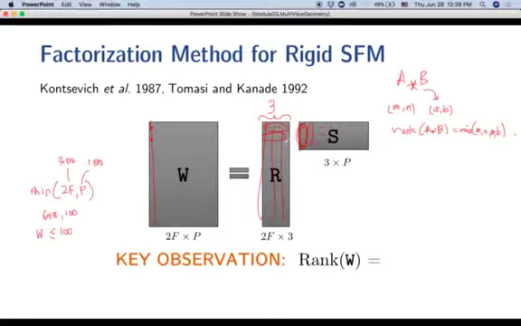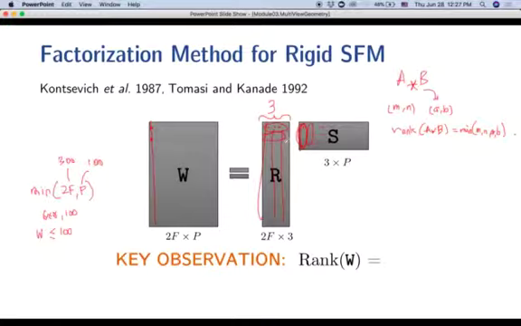So the columns of W are all not independent. They are all created from a linear combination of 3 columns. In fact, what exactly is the linear combination? That's the column of S. The jth point column, which is the jth column of W, is created by the jth weights in S multiplied by the columns of R. Okay, is that argument clear to everyone?